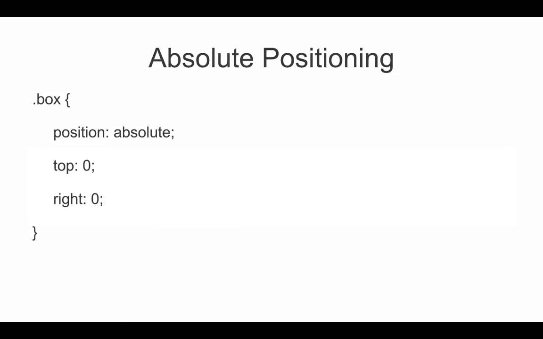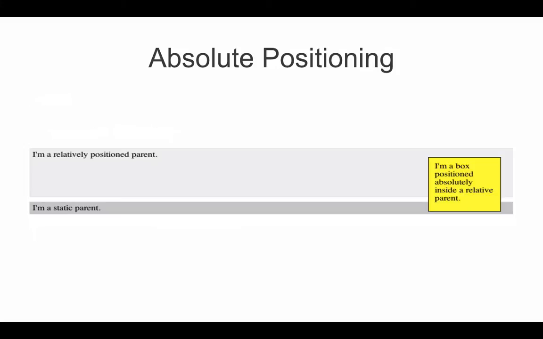We can also set the position property to absolute. Now the difference here is that when setting the top, bottom, left, or right properties, we're now giving it values that are in relationship to the entire browser window. So here if we set the positioning of this box to top 0, right 0, it's going to move that box into the top right corner of the browser window.